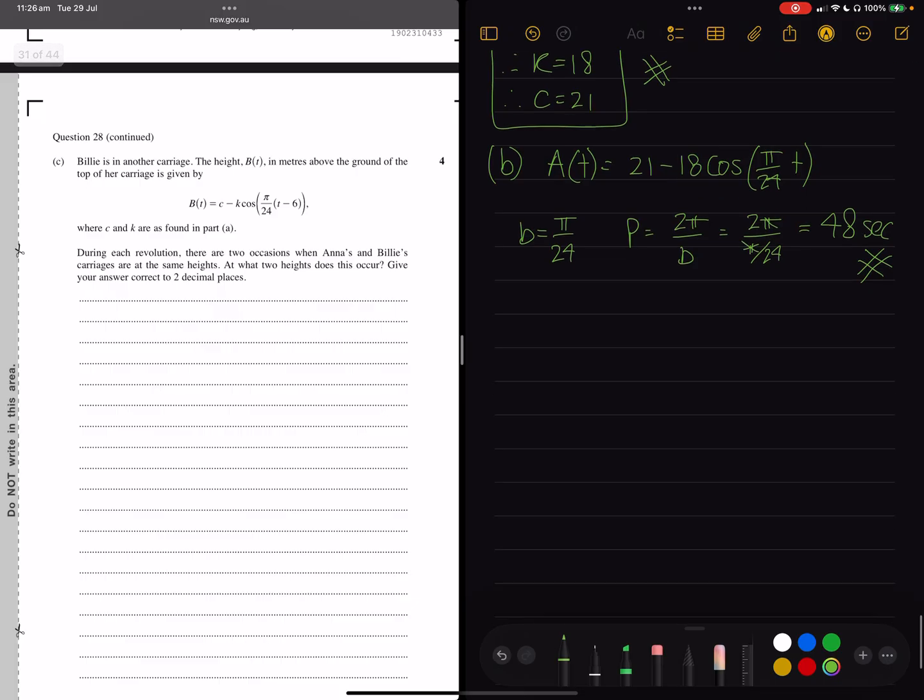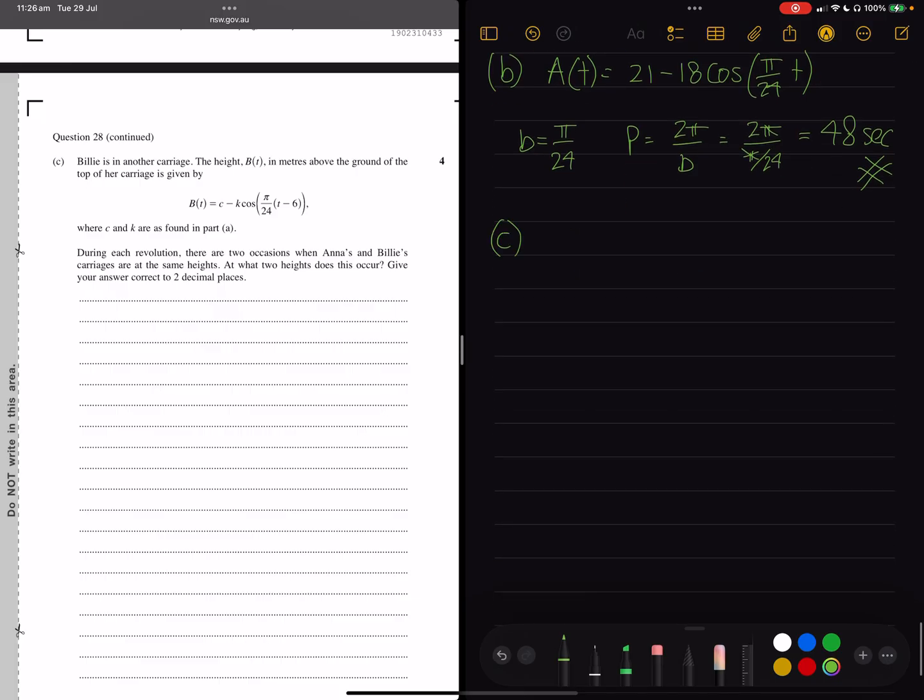Okay, so the high mark part at the end, part C. We're told Billy is in another carriage. The height B of t in meters above the ground, the top of her carriage, is given by this particular formula. C and k are the same as in A. During each revolution, there are 2 occasions when Anna and Billy's carriages are at the same height. At what 2 heights does this occur?